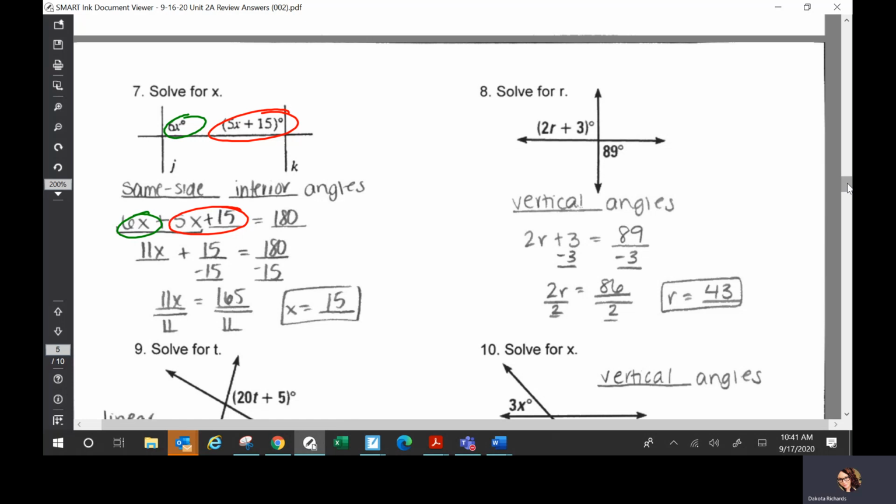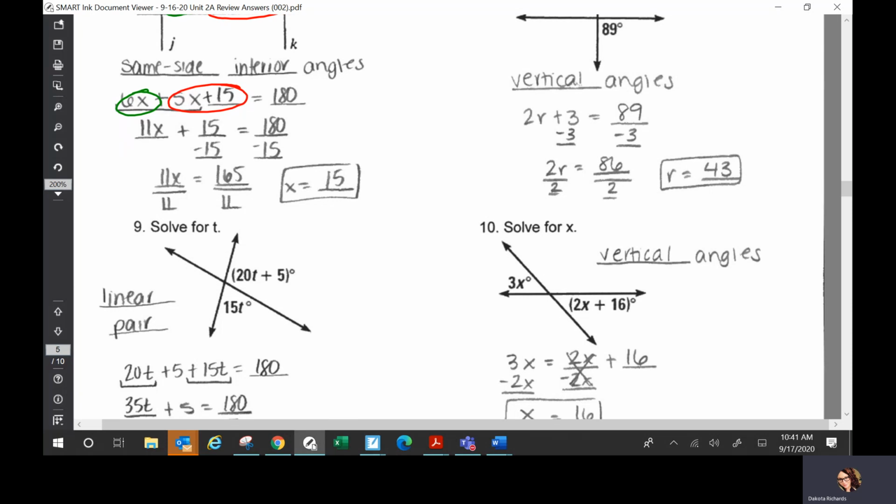You get x is 15. Number 8, solve for r. You have vertical angles. Vertical angles are, you can say it, congruent. So we set them equal to each other. You get r is 43.